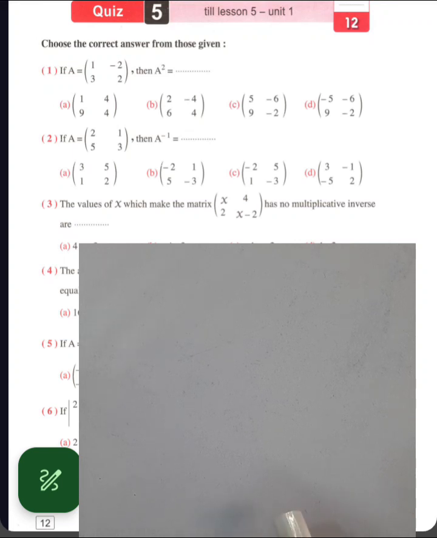Page 12 from the Al-Mu'asir book. Quiz number 5, tell lesson 5, unit 1. Algebra. Question number 1, choose the correct answer.